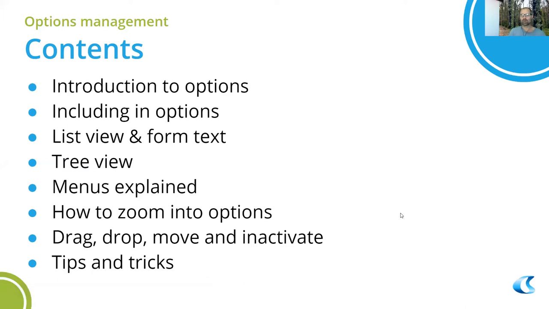Okay, so I'm going to introduce you to what options are. I'm going to tell you what's included in options. I'm going to show you the list view and the form view, and that'll become clearer as we get into it. I'll talk about the tree view and the menus. The tree view is a way of looking at the options, and I'll talk about the menus that come up, and how to zoom into options. This is a great way of being able to drag and drop and move the options around. And then finally, I'm going to give you some tips and tricks. Some of this could be quite useful, I reckon.